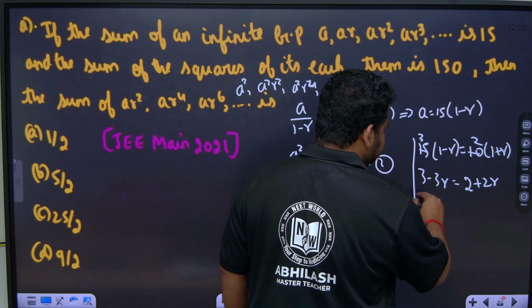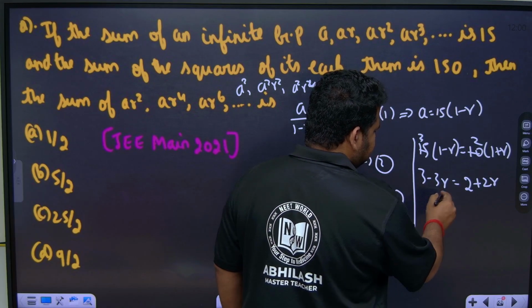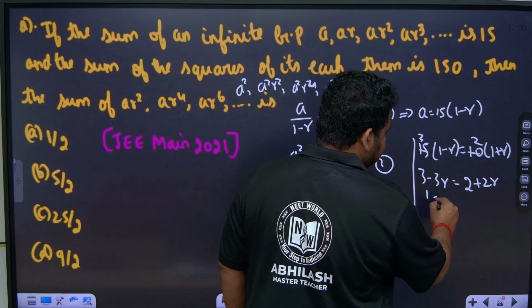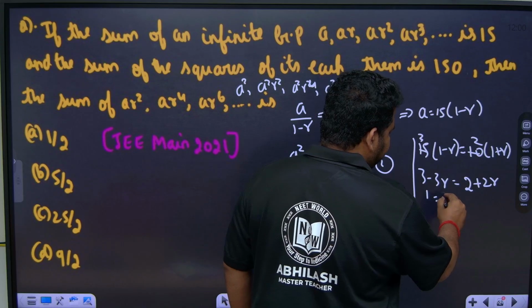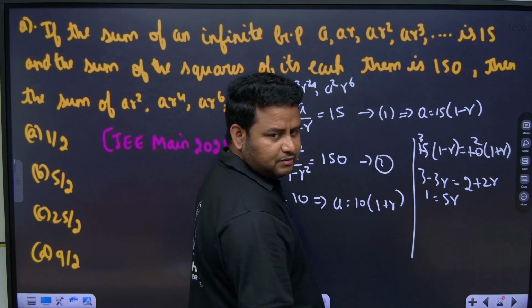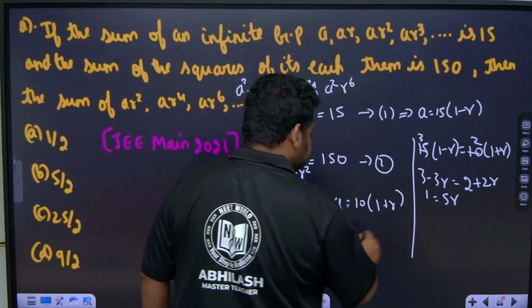This, if I bring it to this side, what will it become? 3 minus 2 is 1. This is 5r. R will be how much? 5r. Something is a mistake here. Let us see.